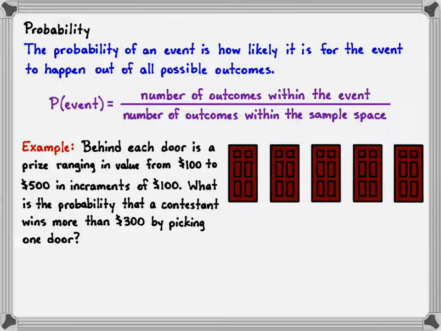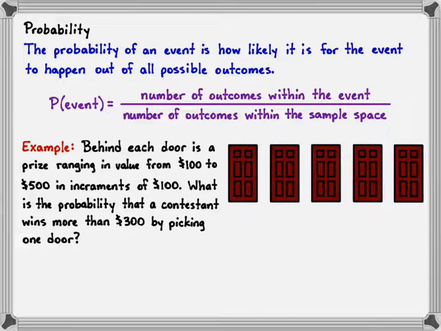So we have 5 different options ranging from $100 to $500. Behind one of these doors is $100. Behind one of these doors is $200. Behind one of these doors is $300. Another one is $400. Another one is $500. And so basically you're going to win a prize no matter what door you pick. It says, what is the probability that a contestant wins more than $300?